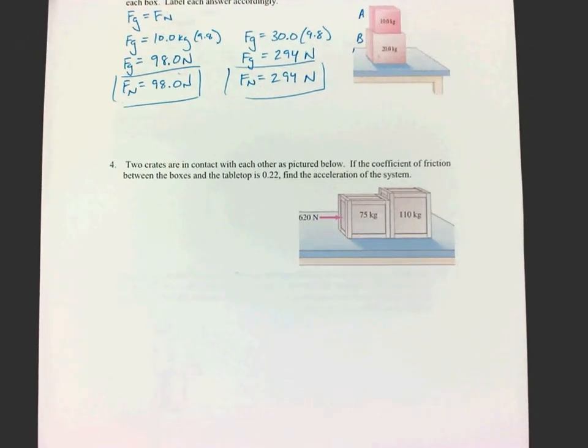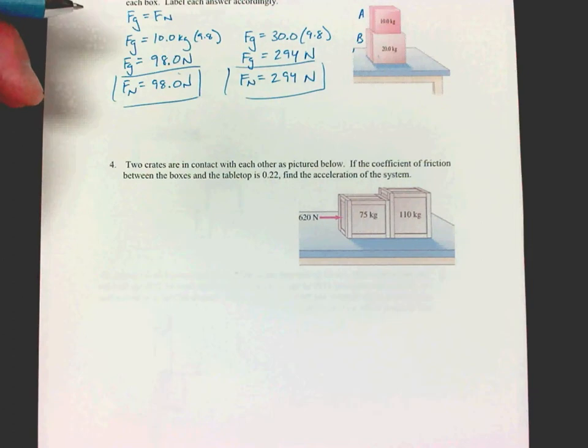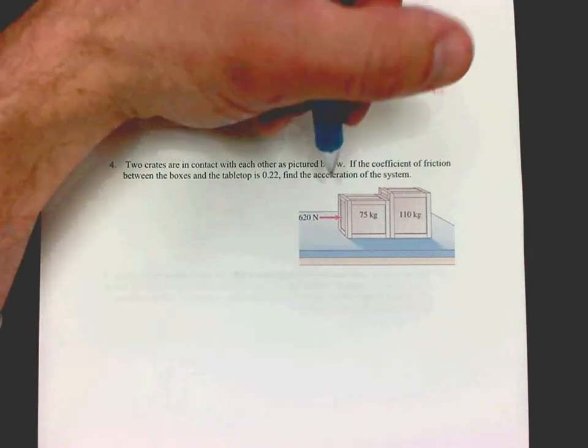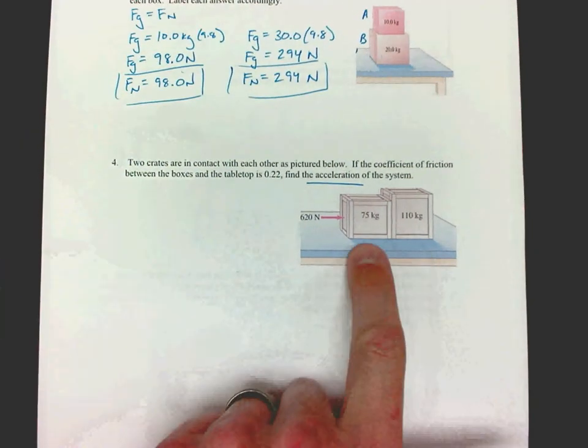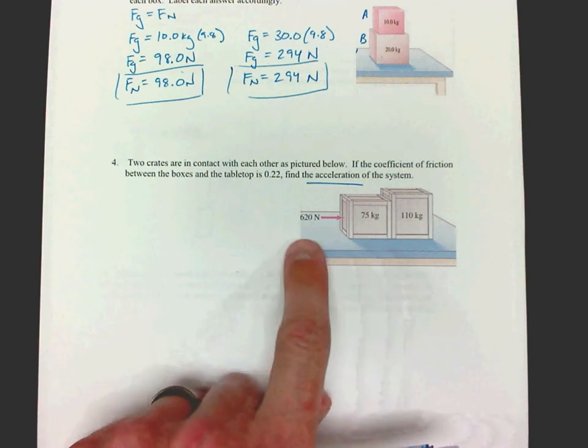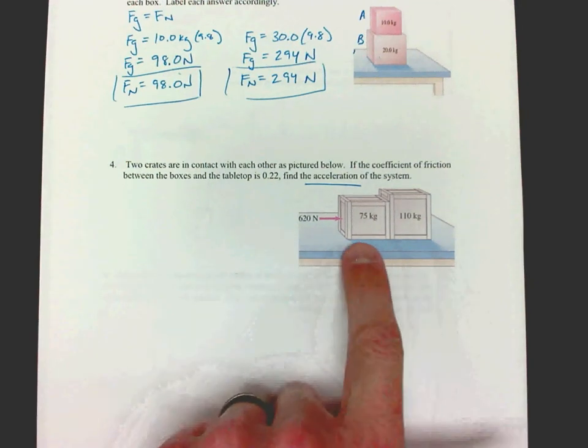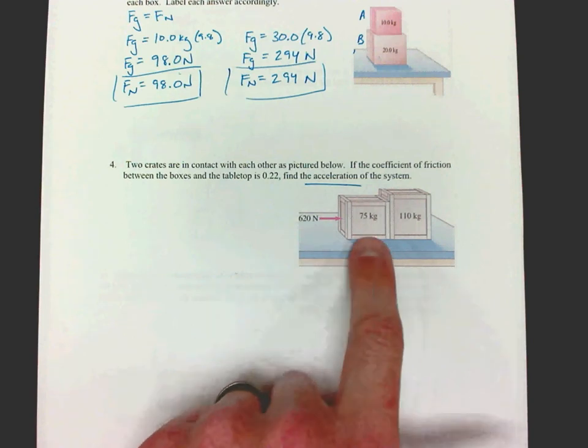It gets a little bit more complicated. We've got some friction acting here. This one wants acceleration of the system. And so we've got a system because we've got 2 different boxes. We've got an applied force that's pushing on this smaller box. But if you notice, they're in contact.